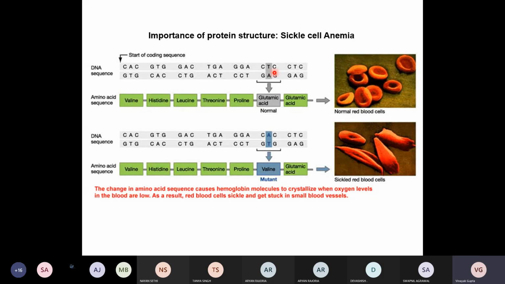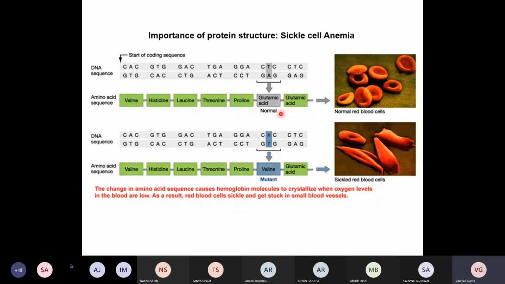If we go back to that table, you will know that corresponding to this triplet, the amino acid should be glutamic acid. When this disease, sickle cell anemia, is there, it is caused by a mutation in the DNA sequence. So instead of T, you have A here. So now your genetic code is changed. Initially, the genetic code was CTC, now you have CAC. If you go back to that table, we will find that CAC will code for valine amino acid.